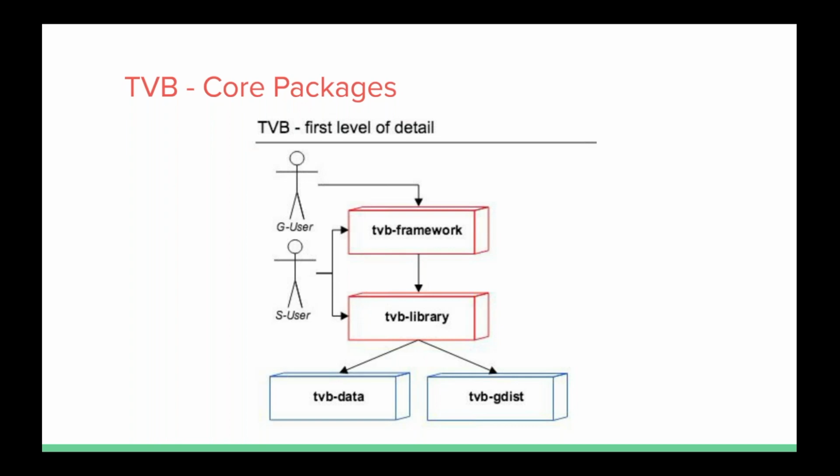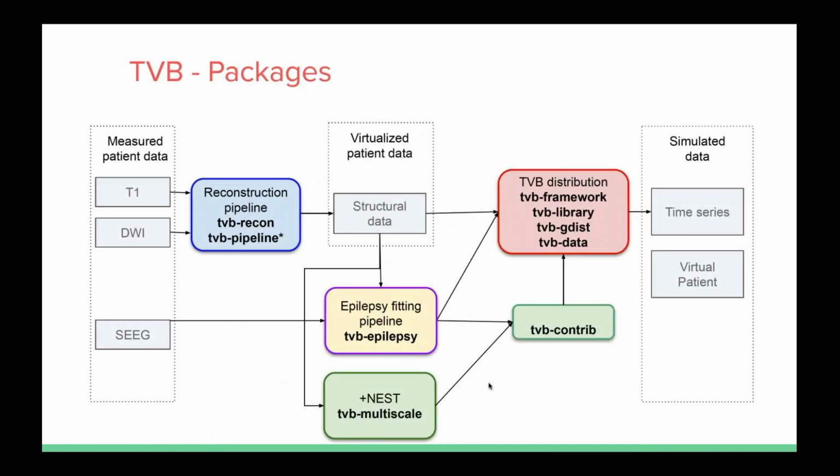Smaller packages: TVB data, as the name says, holds some demo data for TVB, and TVB geodesic distance allows us for surface to compute some distances on the surface. So these packages have the dependencies like in this schema. So the framework is on top, depends on the library, which then can use the geodesic distance and the data.